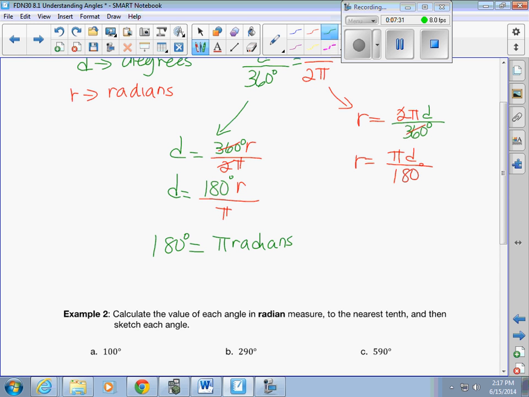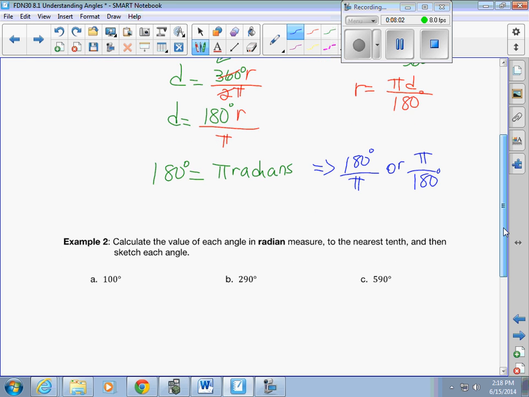So then we either use, to do our converting, 180 over pi, or pi over 180, depending on which way you want to go. If you want to find your degrees, you're going to do 180 over pi. If you want to find your radians, you do pi over 180.